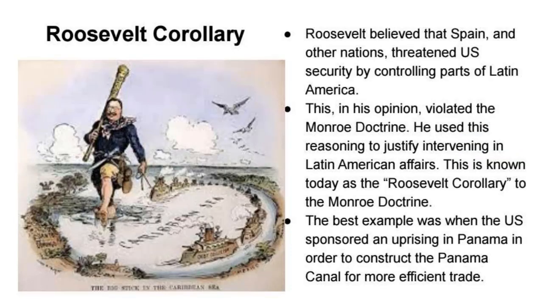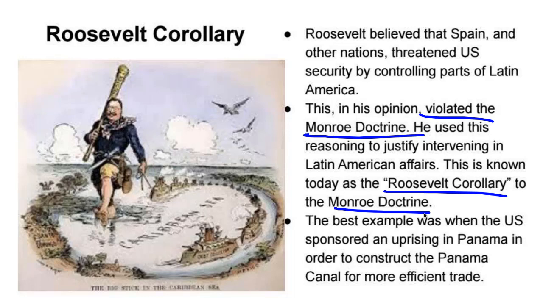After McKinley is assassinated and Teddy Roosevelt becomes president, Roosevelt believed that Spain and other nations were threats to U.S. security by having control of parts of Latin America. In his opinion, this was a violation of the Monroe Doctrine. So he used this reasoning to justify intervening in Latin American affairs. And this is known as the Roosevelt Corollary to the Monroe Doctrine. So this is really like an addition to. So it's almost like you're amending the Monroe Doctrine.